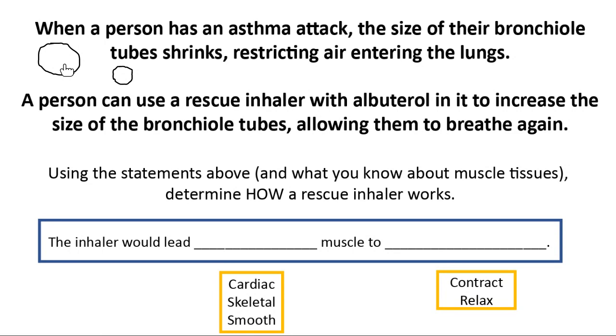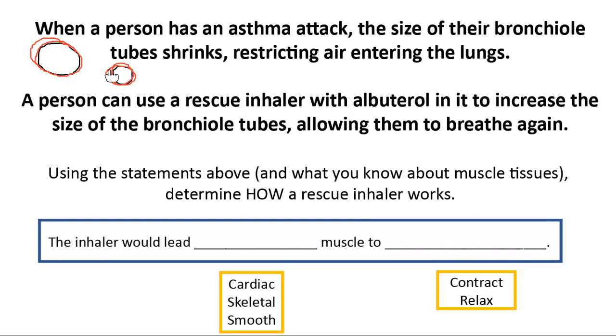Now, the type of muscle tissue that we haven't yet defined lives inside the walls. Apologize for my ugly drawing here. It lives inside the walls of these bronchial tubes. When that type of muscle tissue is relaxed, there's a lot of space. When I contract it, it squeezes down smaller.